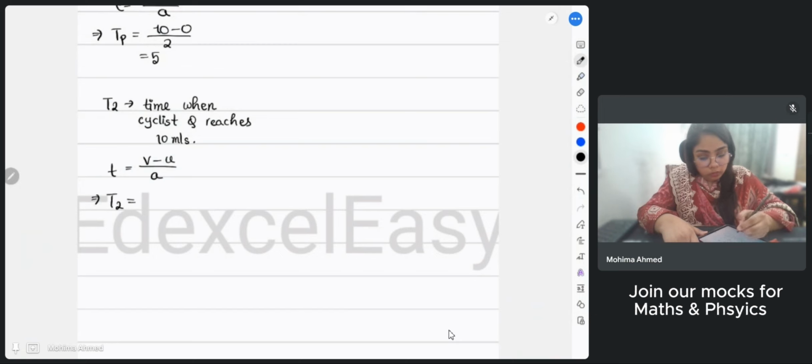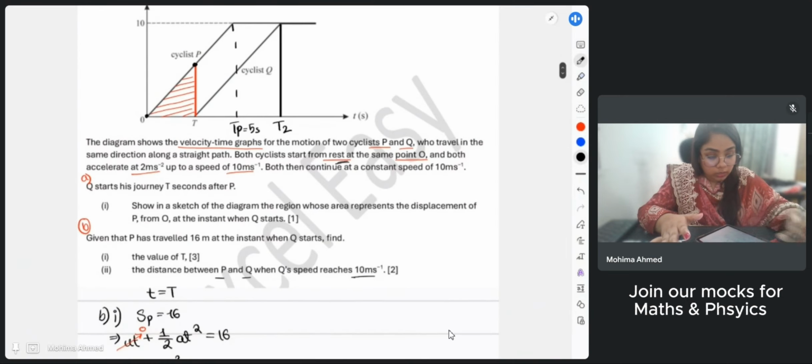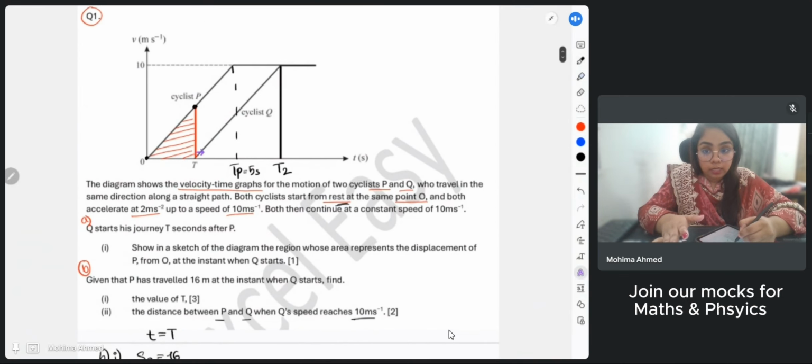Final velocity of cyclist Q was also 10. Initial velocity was 0, and acceleration was also 2. So it is again 5 seconds. The problem is, this T2 only gives you the value for the acceleration process. But on your graphs, the graph doesn't start from exactly T. The graph starts from T equals 0. So for T2, you also have to add this value from 0 to T, which was already 4 seconds.